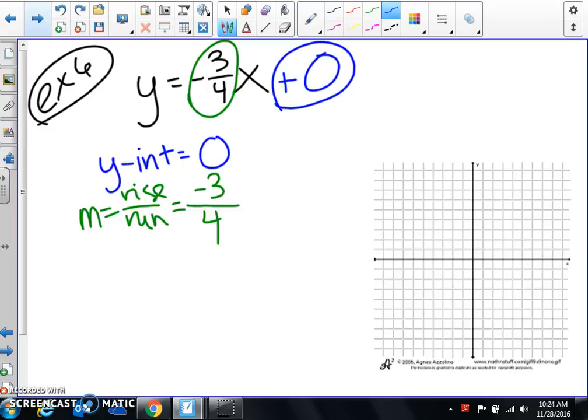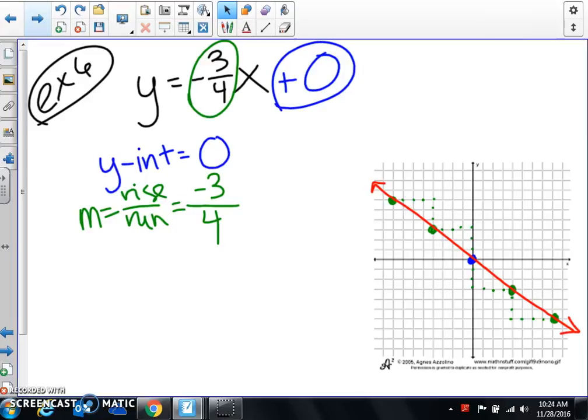So now I go to 0, which is just the origin. And then I need to fall 3, run 4. Fall 3, run 4. And then the opposite. Up 3, left 4. Up 3, left 4. Connect your dots and draw your arrows. And that is slope intercept.